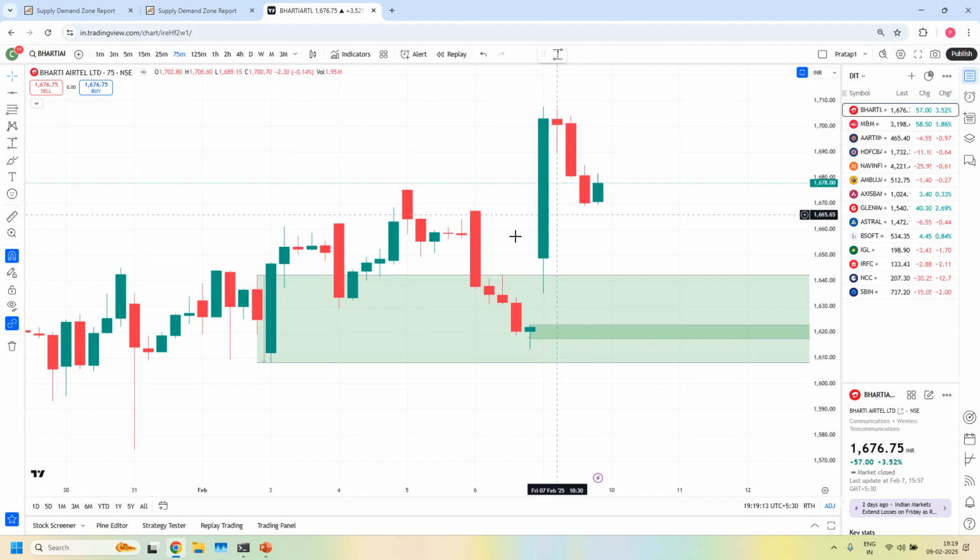Perfect. So that's why this is an even more high probability trade setup supported zone. Okay, fine. This is about Bharti Airtel. Next, what about M&M?